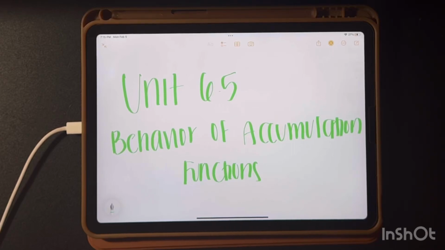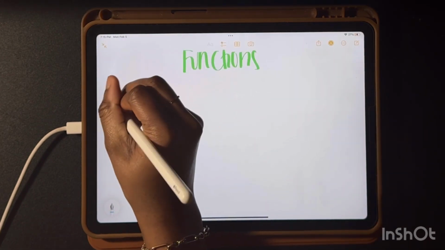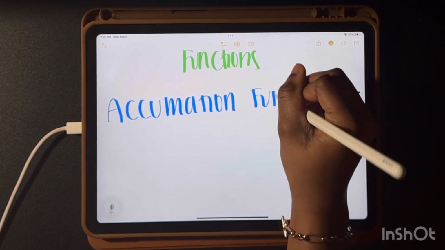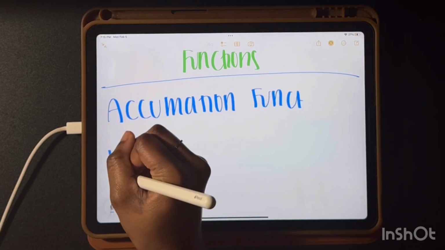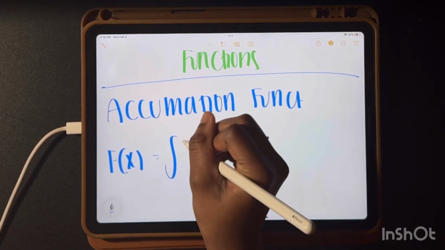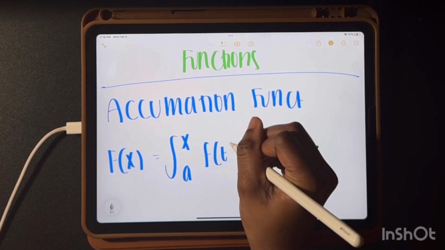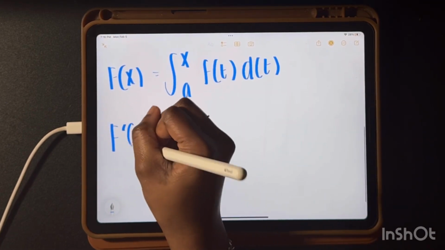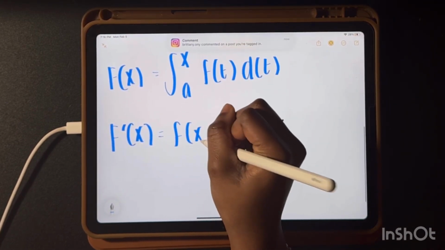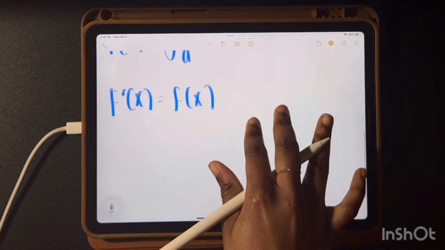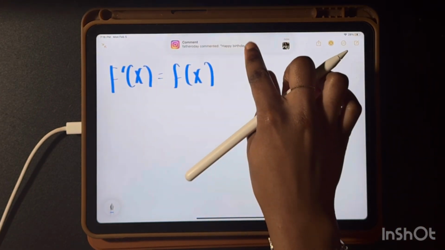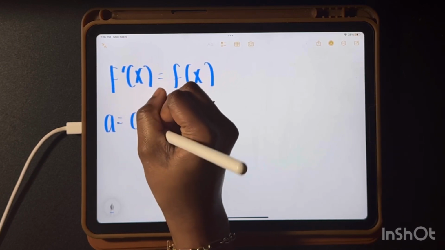Welcome to Unit 6.5. Today we're going to be talking about the behavior of accumulation functions. Now, the accumulation function is capital F of x equals the integral from a to x of f of t dt. Remember that we learned that F prime of x equals f of x, because they're inverses of each other. And remember that a is a constant.